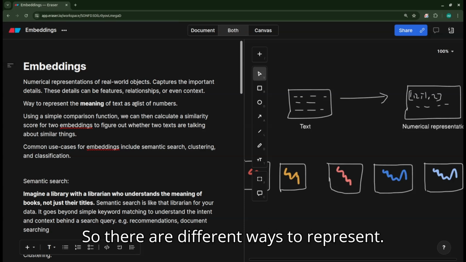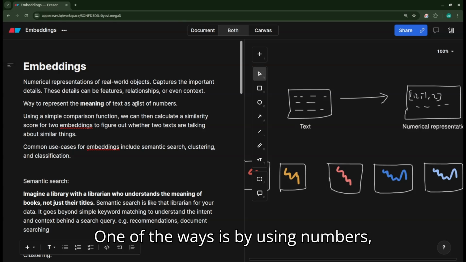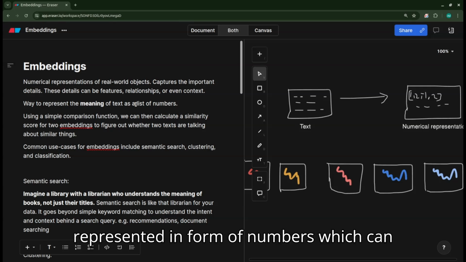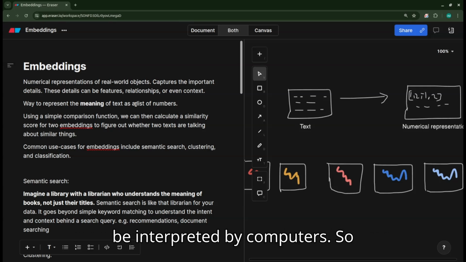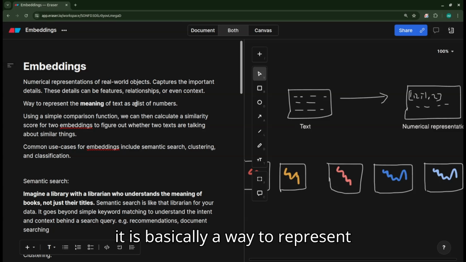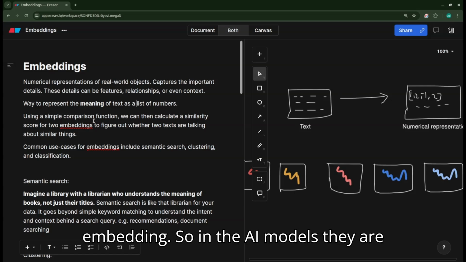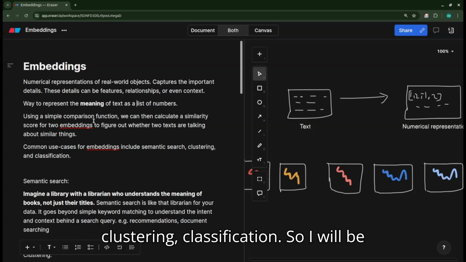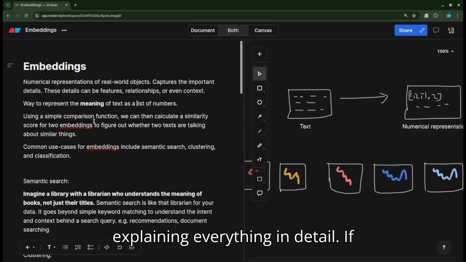There are different ways to represent things. One of the ways is by using numbers. Everything in the world can be represented in the form of numbers, which can be interpreted by computers. So it is basically a way to represent the meaning of a text as a list of numbers. There are multiple use cases of embedding. In AI models, they are used for semantic search, clustering, and classification. I will be explaining everything in detail.